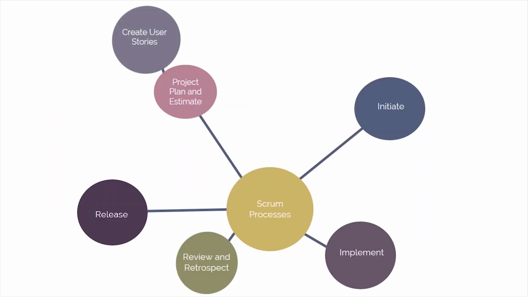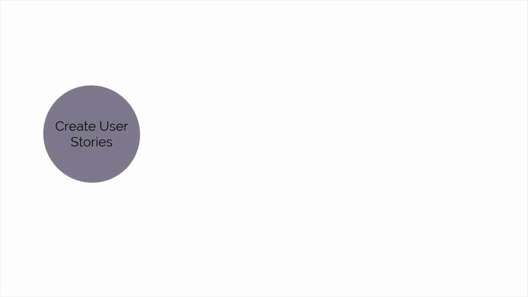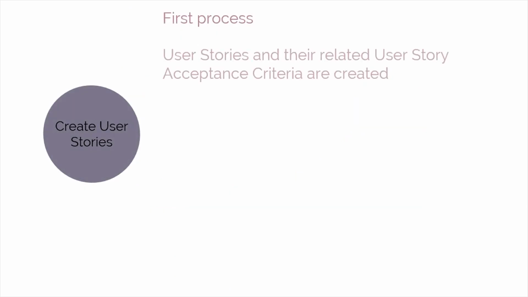The second phase we're going to learn is Plan and Estimate, and these are the processes grouped under this phase. First is Create User Stories. We can see that in this process, user stories and their related user story acceptance criteria are created.